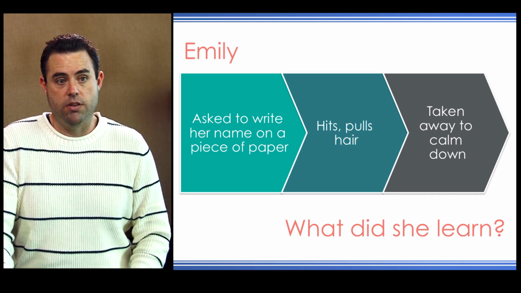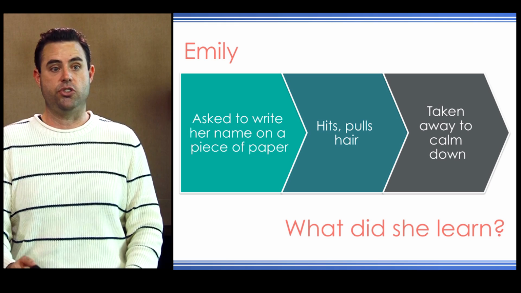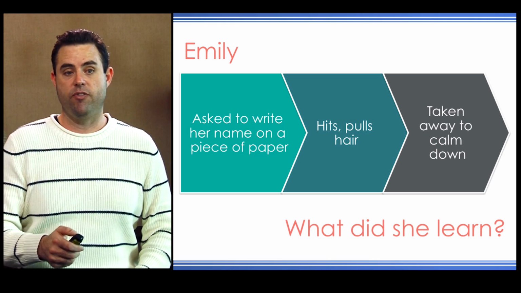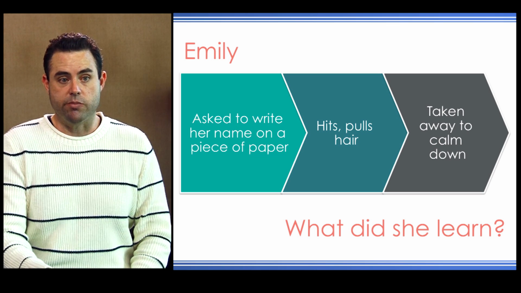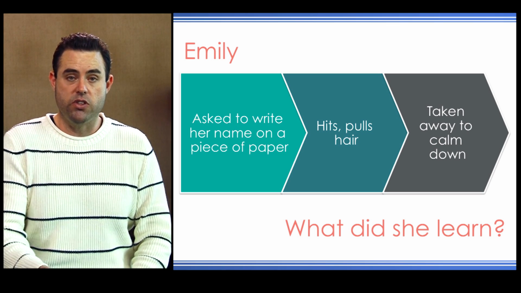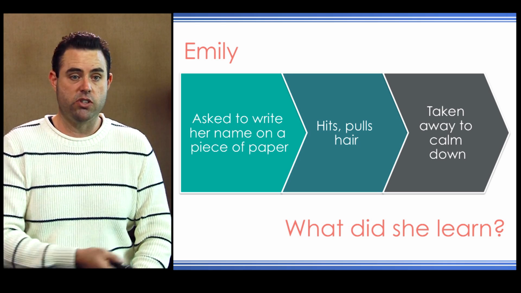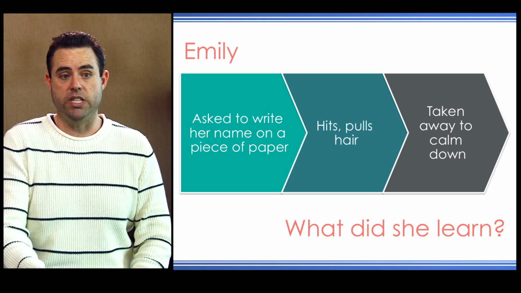Let's look at Emily. Emily is asked to write her name on a paper. She hits the peer and pulls the teacher's hair. She's then taken away from peers to de-escalate and calm down. Okay? In this circumstance, we see that Emily is hitting to escape a demand. If this is going on a daily basis regularly, then we can presume that Emily has learned to hit in order to avoid the task.